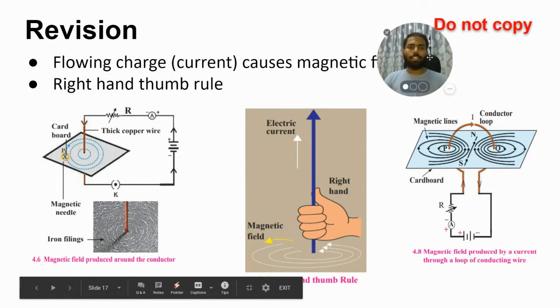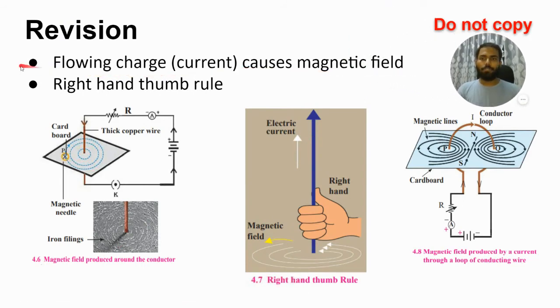So that's it. Let us quickly revise what all we have studied today. First, we have seen that flowing charge, which is current, causes magnetic field. जब भी current होगा वहां पे कोई ना कोई magnetic field होगा। Next, we had seen right hand thumb rule to tell the direction of the magnetic field.